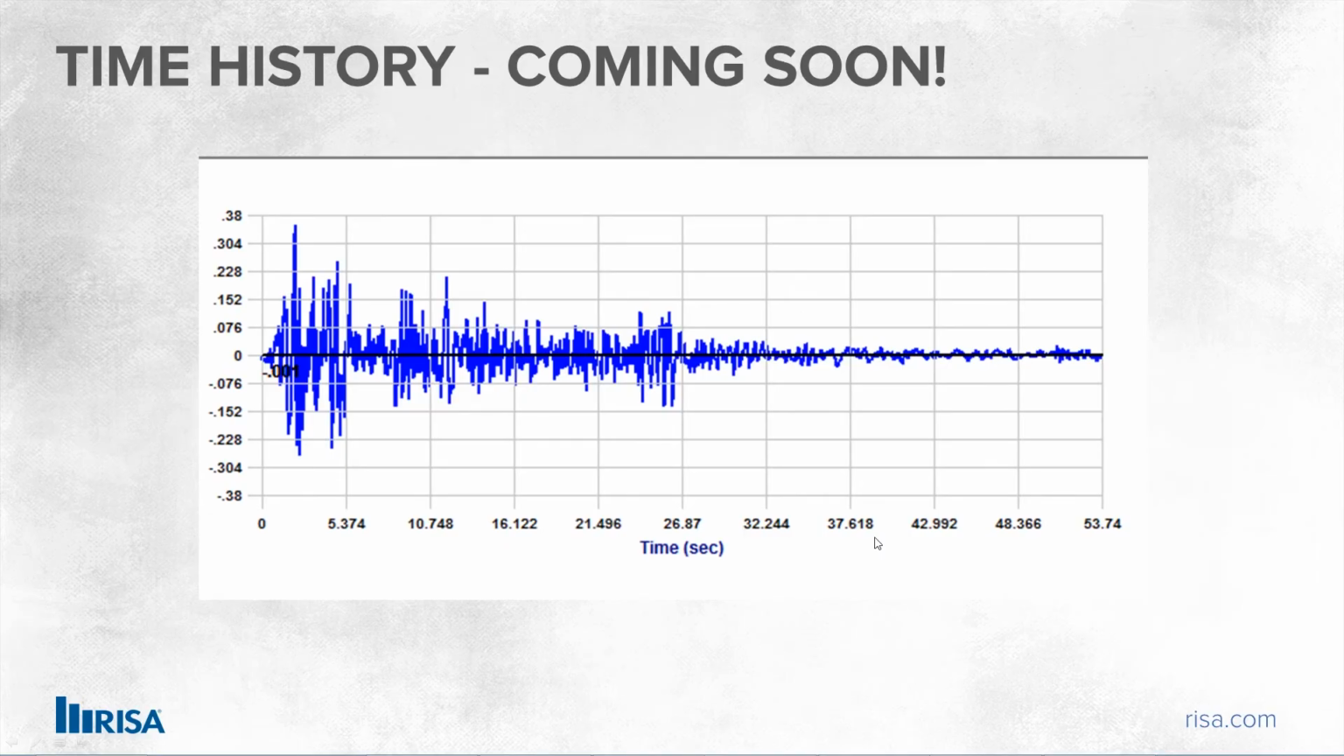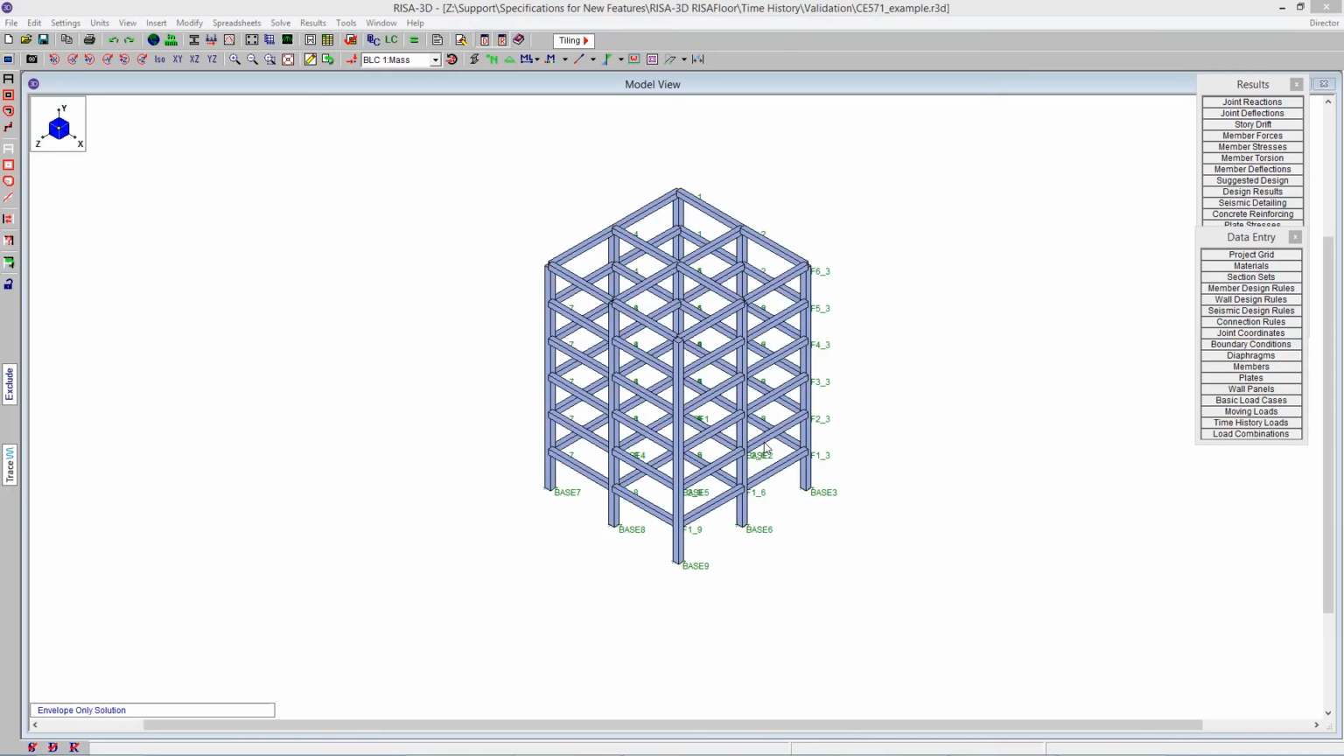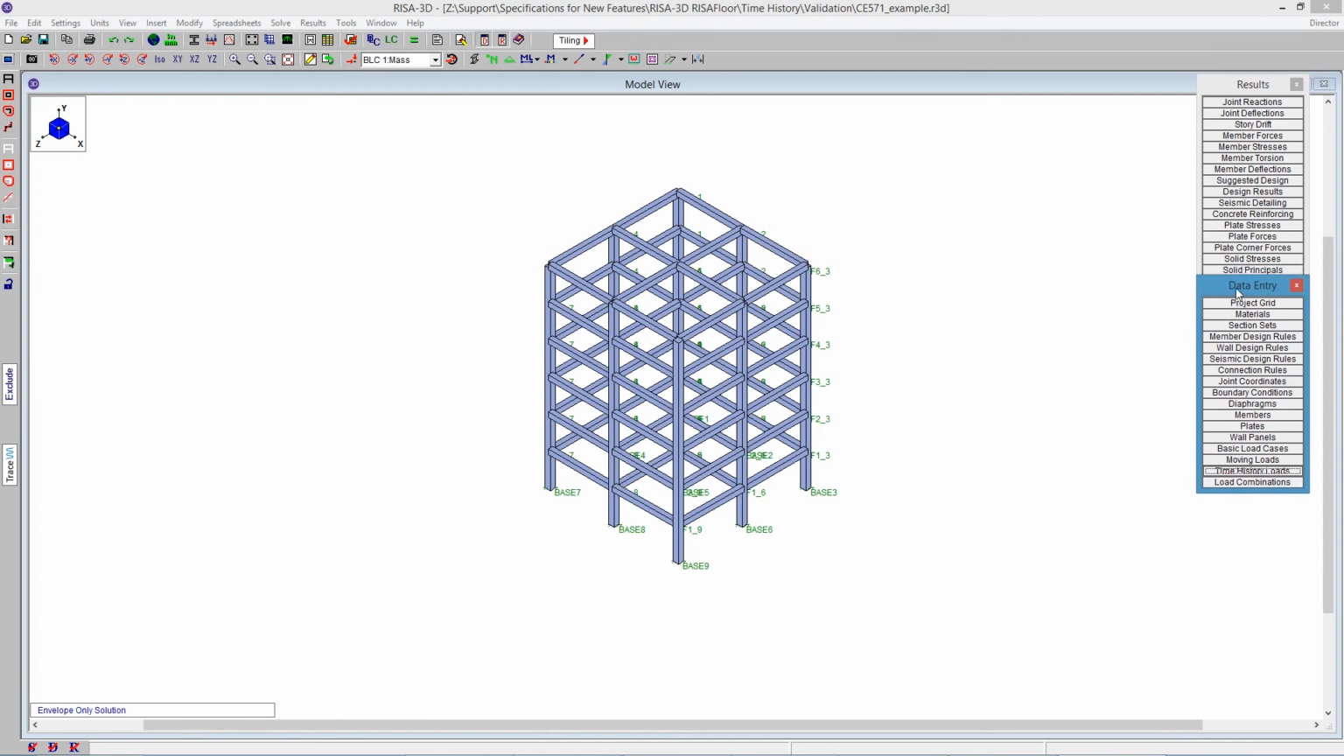Time history is something that we're going to be adding to the program in version 14. So I'd just like to take a couple minutes here and show you a preview of what's to come out in the next version. So jumping over to RISA 3D, we can see here that we've got just a simple frame model, a sample building, and the data entry toolbar here added a new item called time history loads.